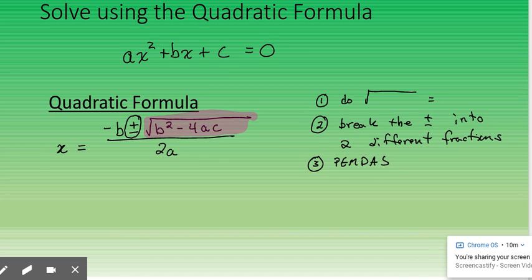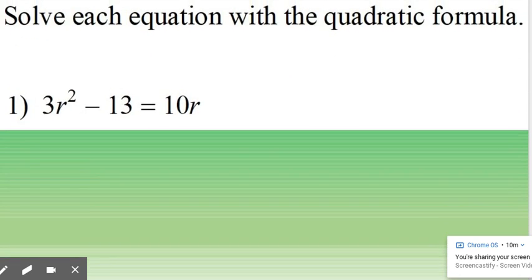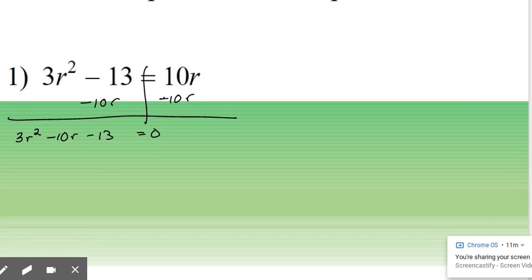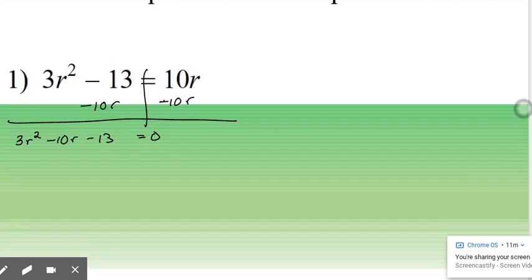Okay. So let's look at this first problem. Again, remember, you have to make sure it's set equal to 0. So before I do anything, I have to move this 10R. So minus 10R on both sides. And then I've got to get everything organized. So I have 3R squared minus 10R minus 13 equals 0. I'm going to put the quadratic formula up here.